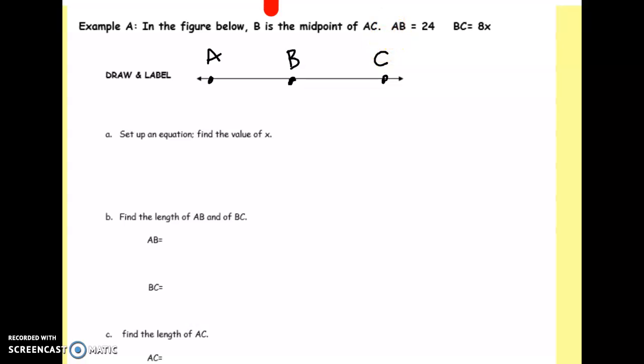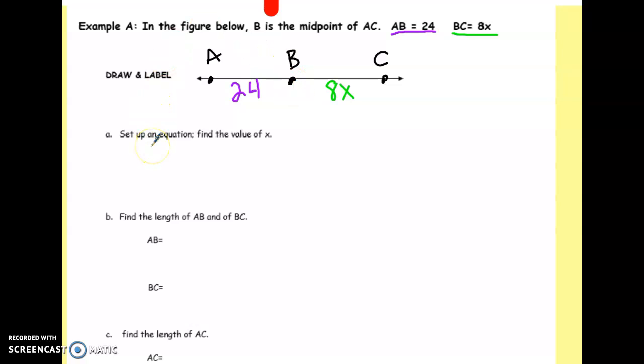Then it goes on to give us a little bit more information, telling us that segment AB is 24. So I'm going to go ahead and label that down below, AB. And then it also tells us that BC is 8x. So there is an element of unknown because it uses a variable, 8x. And again, B is exactly in the middle.